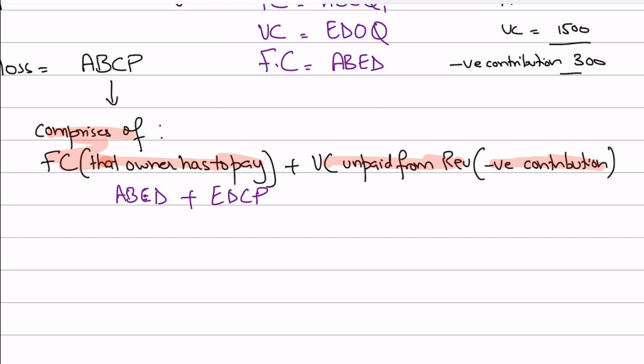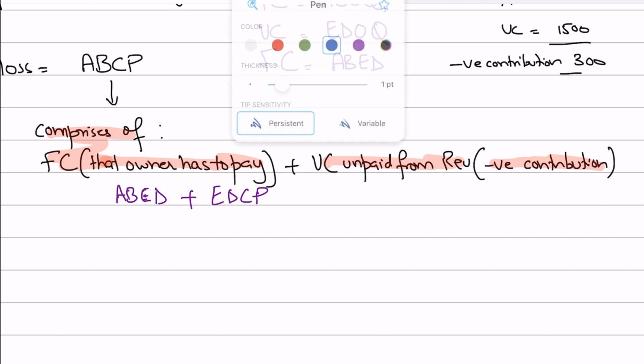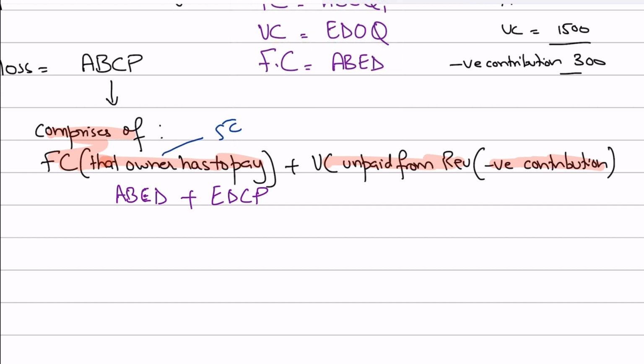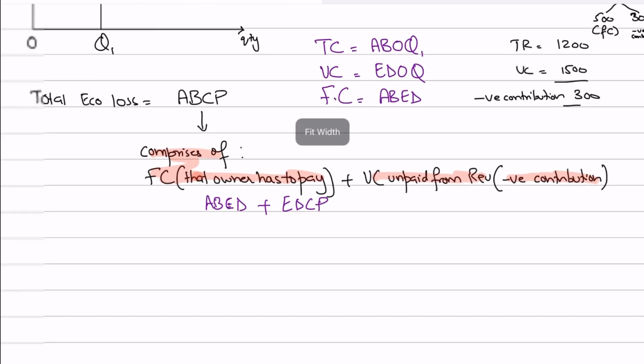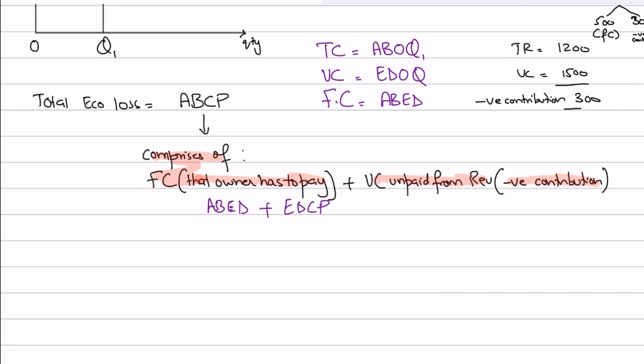is the negative contribution. अगर हम न्यूमेरिकल एग्जाम्पल की बात करें तो ये वैल्यू क्या है? ये वैल्यू 500 है, ये वैल्यू 300 के बराबर है. ठीक है. और ये टोटल लॉस 800 है. न्यूमेरिकल अगर हम ले आएं इसमें इन्वॉल्व करें तो. Anyways, so total economic loss ABCP is equal to the fixed cost plus the variable cost unpaid from revenue. Fixed cost की वैल्यू हम निकाल चुके हैं ABED, हमने लिख दी ABED. And what is the negative contribution?